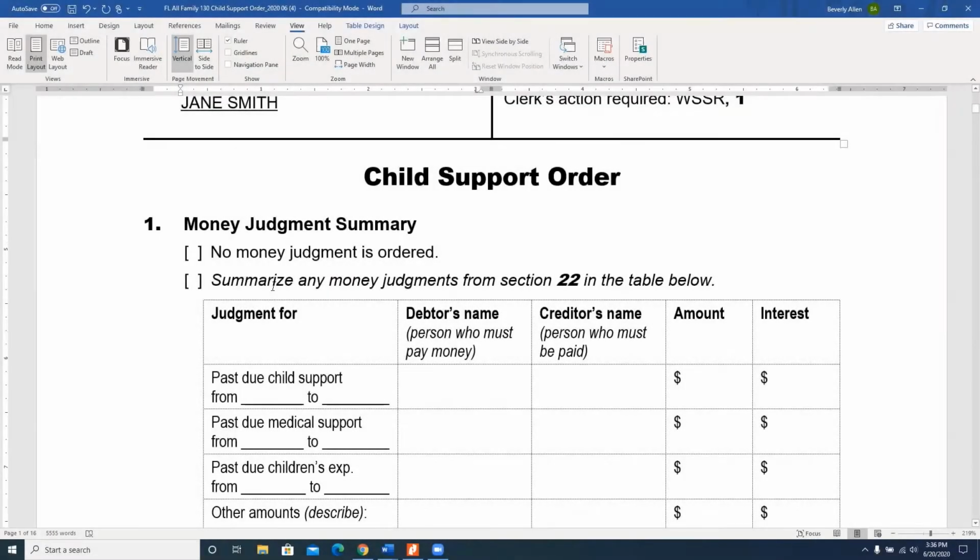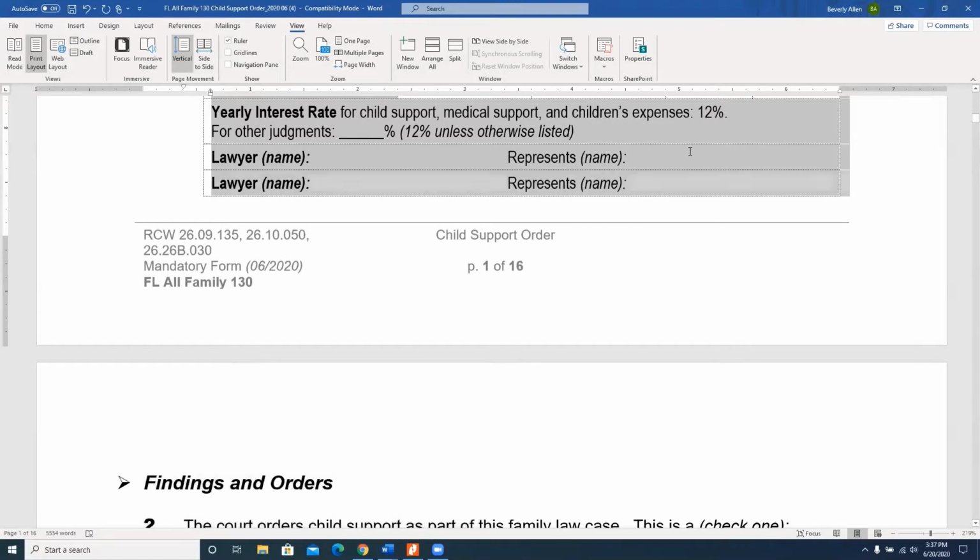All right, money judgment summary. Here's where this might apply. If you filed a motion for child support and you said that the other parent owed back child support, you would then include the time periods, who owed child support, who is entitled to child support, and the amount. The interest would also come up if that's something you've asked for in the motion. The statutory rate of interest is 12% per year. In this case, we're going to assume that there is no money judgment and that nobody owes back child support.